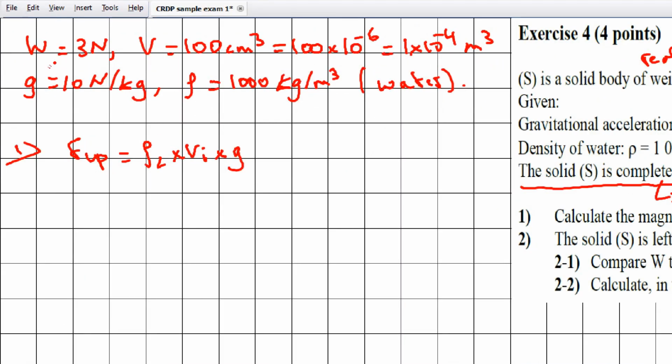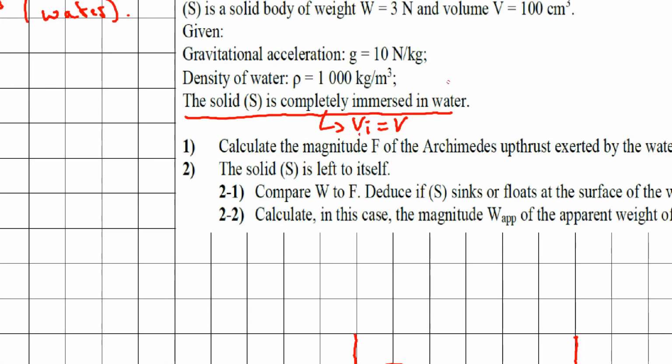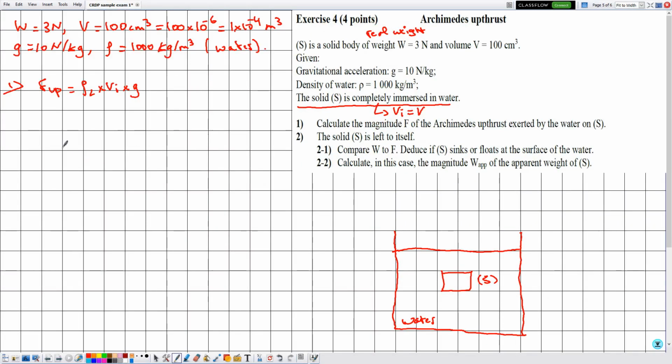The density of the liquid, we have it, which is 1000. We know the value of g. It's left to determine the value of VI, but here we said that because it's completely immersed in water, then VI is equal to V. Let's justify: since S is completely immersed in the liquid, the liquid in this case being water, then VI is equal to V.